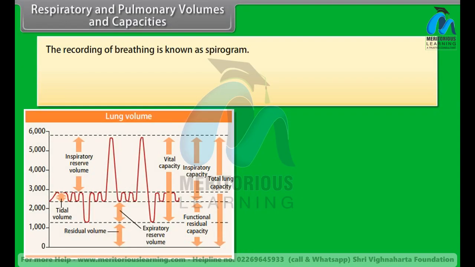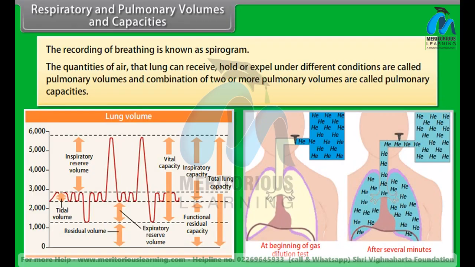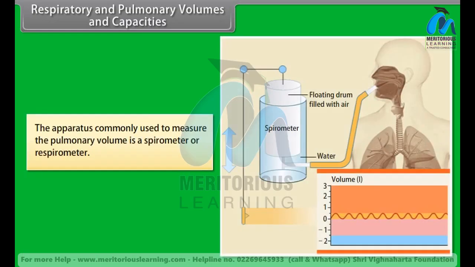The recording of breathing is known as a spirogram. The quantities of air that lungs can receive, hold, and expel under different conditions are called pulmonary volumes, and combination of 2 or more pulmonary volumes are called pulmonary capacities. The apparatus commonly used to measure the pulmonary volume is a spirometer or respirometer.